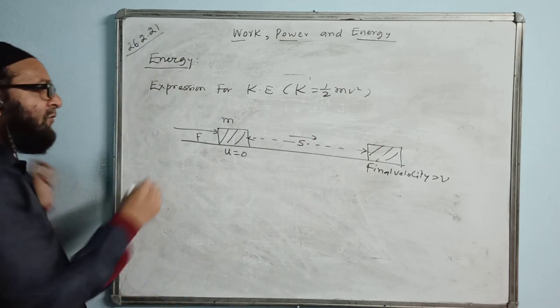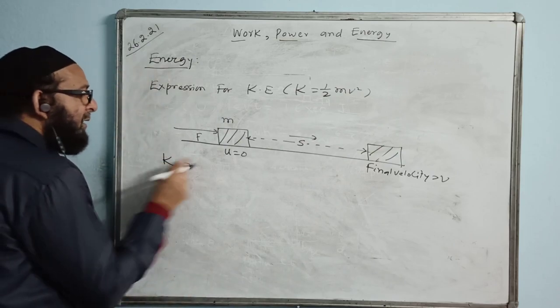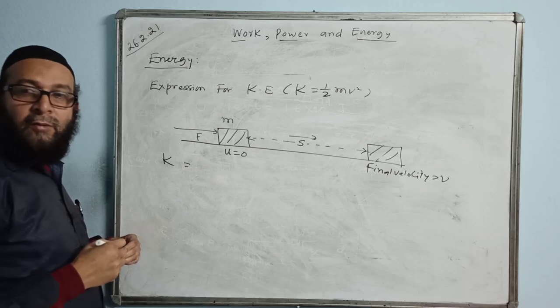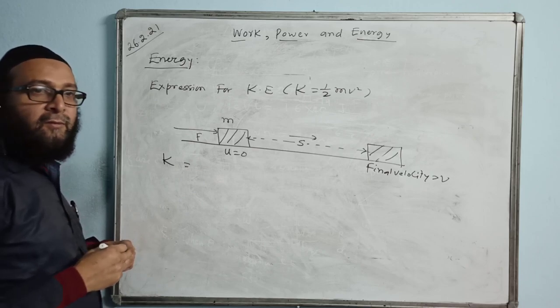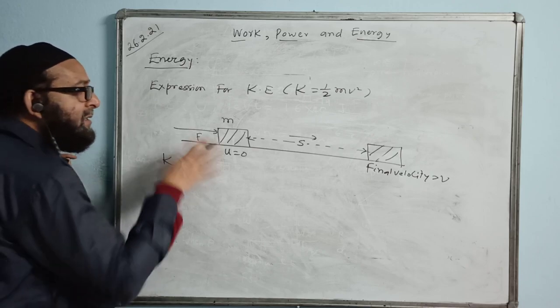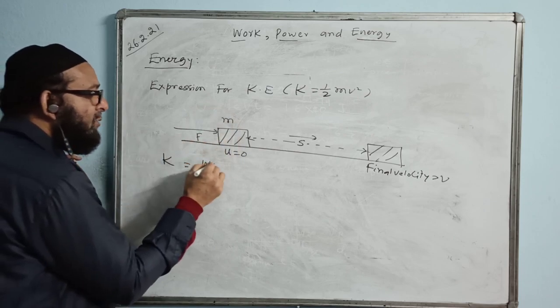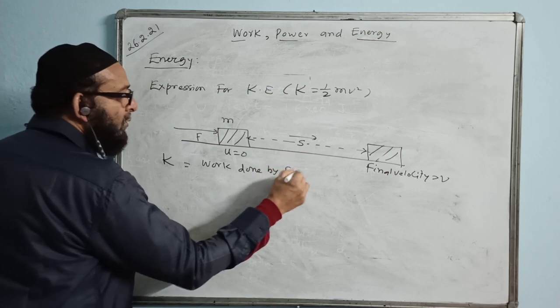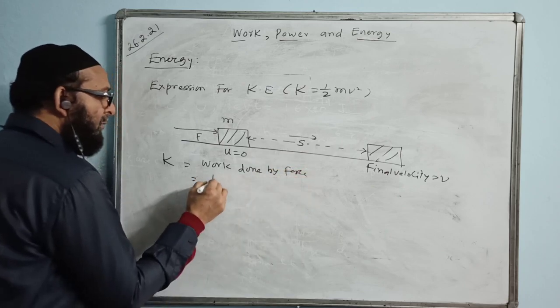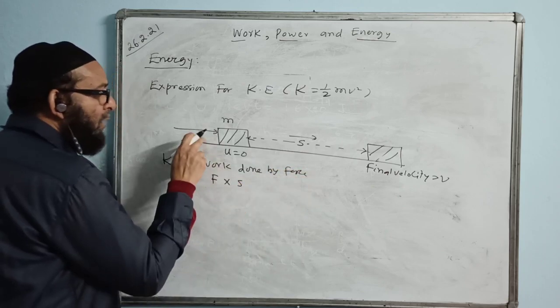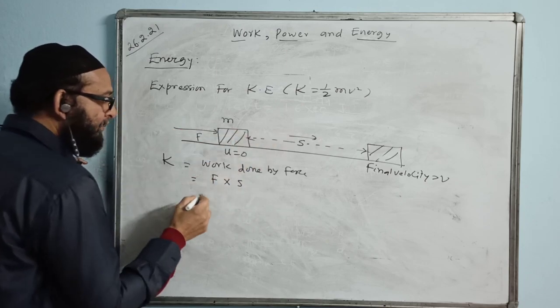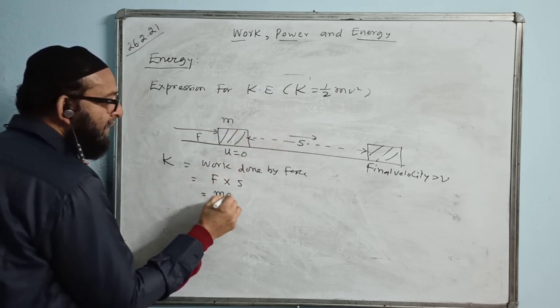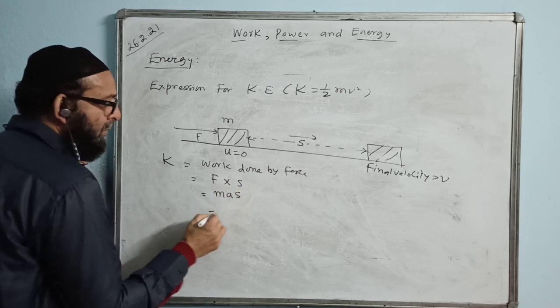Therefore, first kinetic energy, any kind of energy, what do we do with that? We work. So kinetic energy is measured by the work done by this force. So we write that it is equal to work done by force. Work done by force formula will be F into S, no angle because the angle will be 0 degree. Force formula we get is ma, so it will become mas.